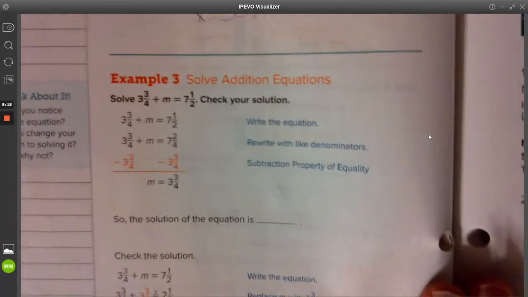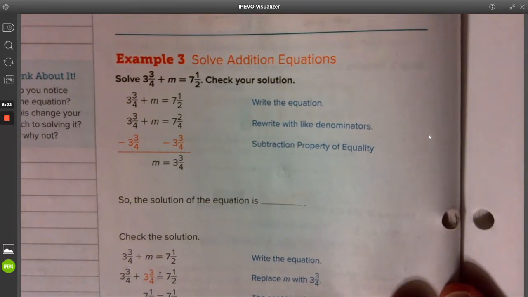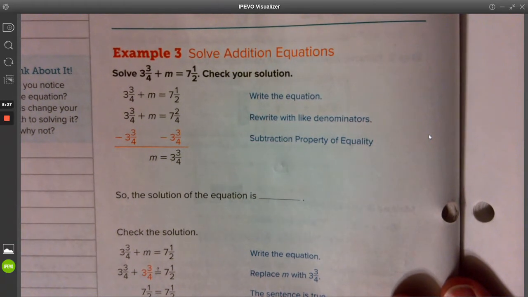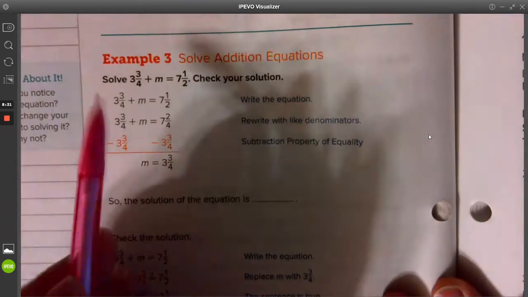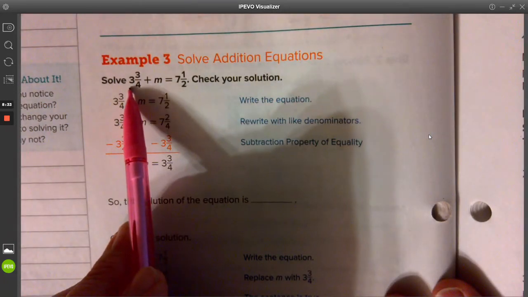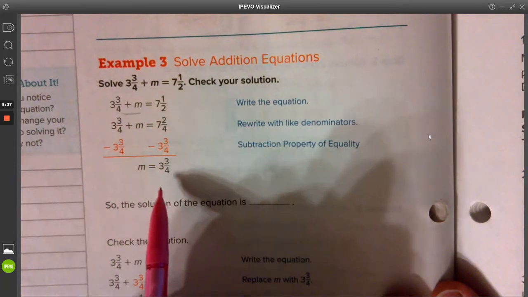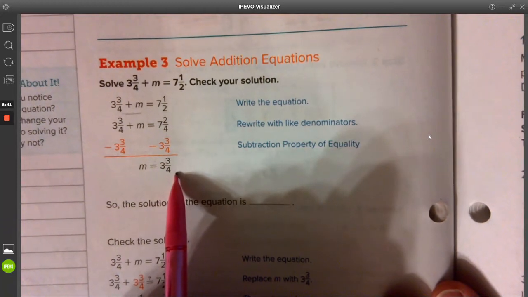All right, moving on. Let's do the same thing here. Once again, we're given a problem and we need to solve for m. Now you can use the subtraction property to solve here. All we have to do is subtract the constant from the side that has our variable. But if I subtract over on this side, I have to do the same thing over on this side.